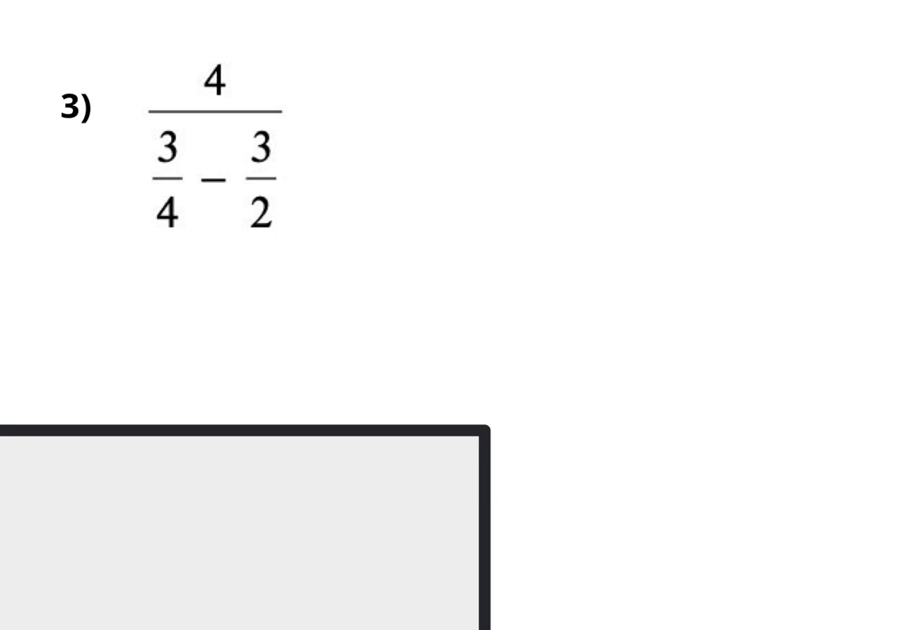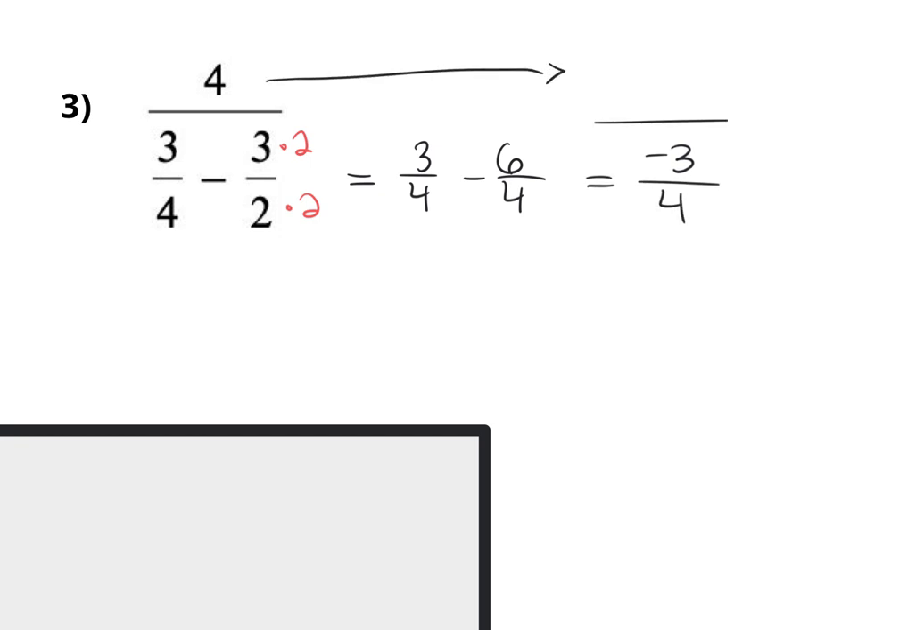And by what? Yeah, I multiply by 2. So 2 here and 2 here. Okay? So I have 3/4 minus 6/4, right? 3 minus 6 is negative 3 over 4. The numerator, I didn't have to do anything with. It's just a 4. So I just drag it on over.